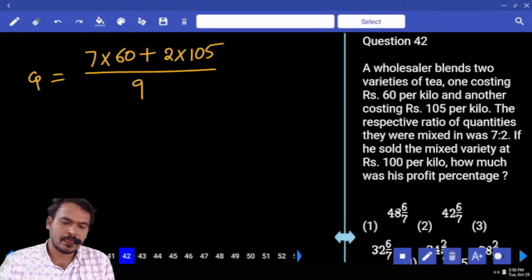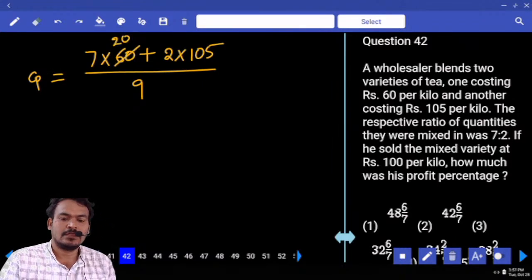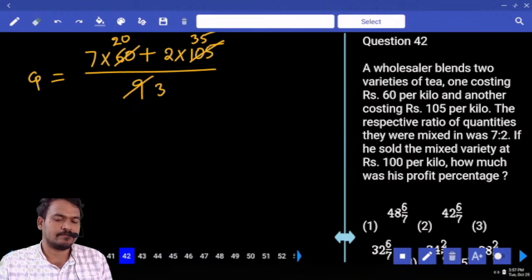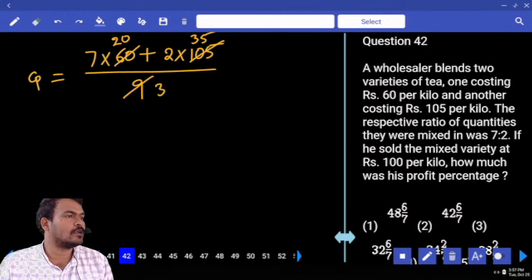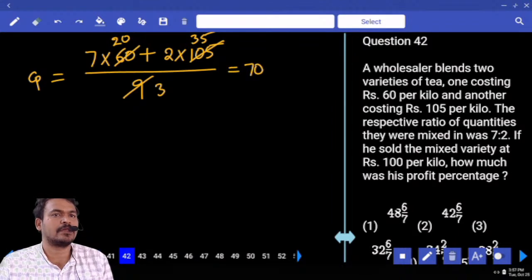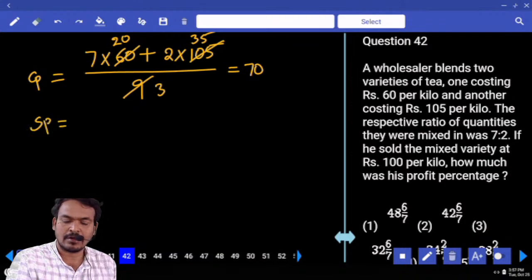First, 3 how many times 60? 20 times. 3 how many times 105? 35. 3 how many times 9? 3 times 100. 7 into 20? 140. 2 into 35? 70. Total it is 210. By 3 means 70 or 100? Means the cost price of the mixture per kg is how much? 70. What is the selling price of the mixture per kg value?